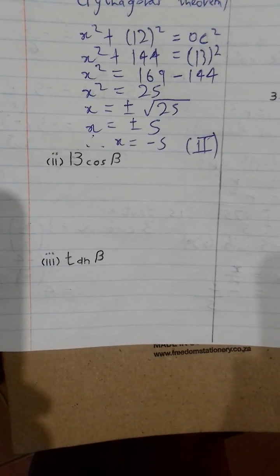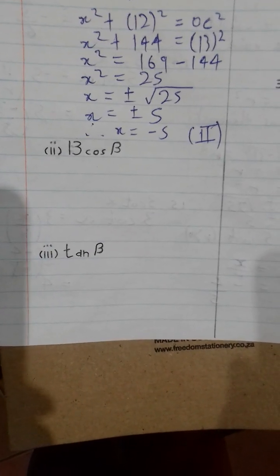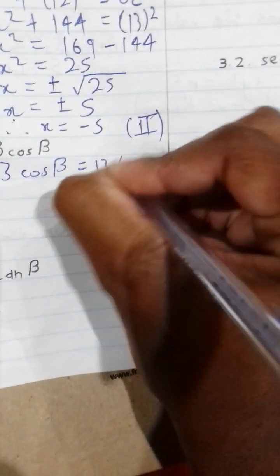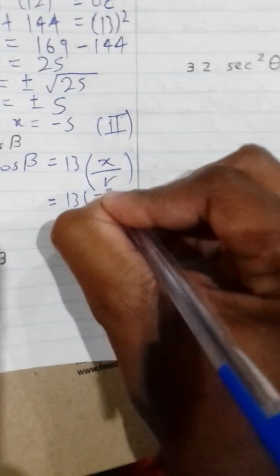Roman numeral 2, 13 cos beta. Cos is x over r. x is negative 5, r is 13. The 13 cancels, and this goes, negative 5. Okay. I hope that is clear and I hope that makes sense.